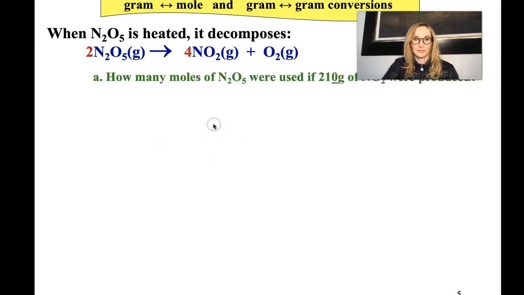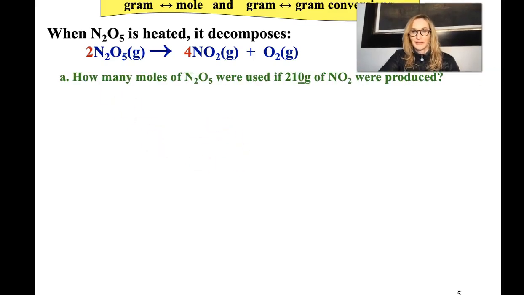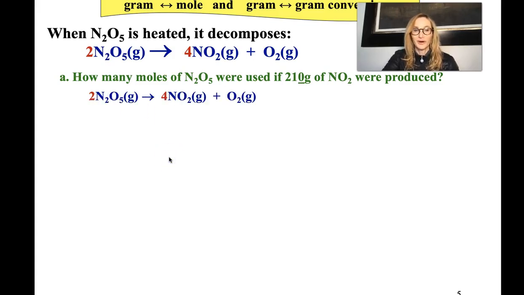So let's look at one. How many moles of N2O5, dinitrogen pentoxide, were used if 210 grams of nitrogen dioxide were produced? They're underlining the 0 to let you know it's 3 significant figures. So they're telling you how much product they want to be made, and this is really typical in industry, trying to determine how much of the starting reagent you need. You're only given one number. You need to start with that one number. And you always need a balanced equation.